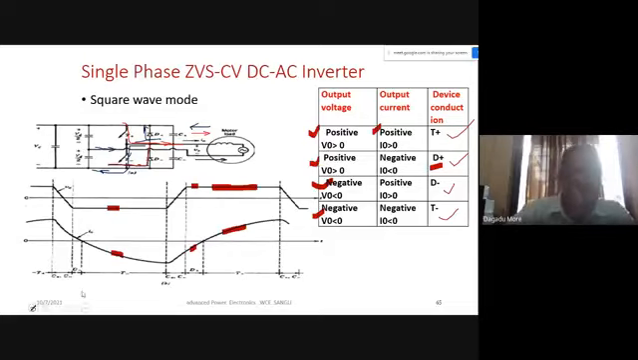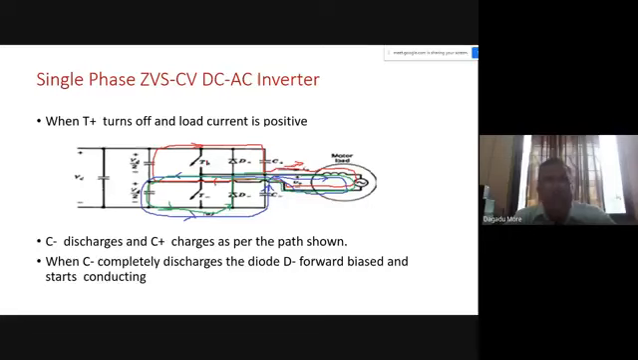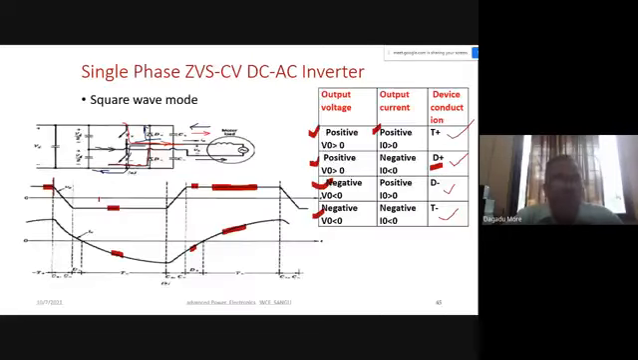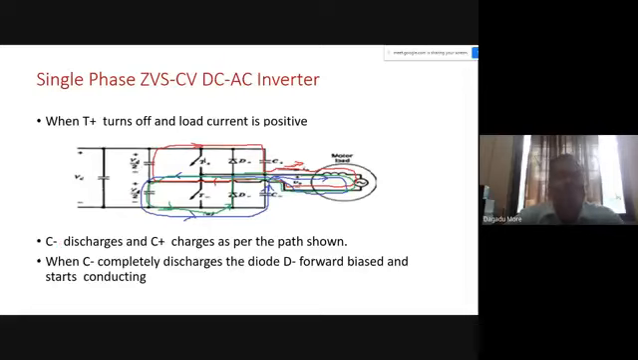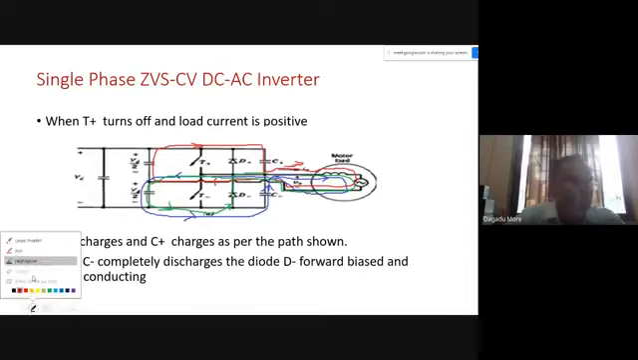We have not discussed this period. We have not discussed what is happening whenever our T plus is turned off. Let us assume that this is the instant where our T plus, the upper device, is turned off. Then what will happen? Our current will be positive. What will happen under this condition? At this instant, we are considering we have turned off the T plus device.